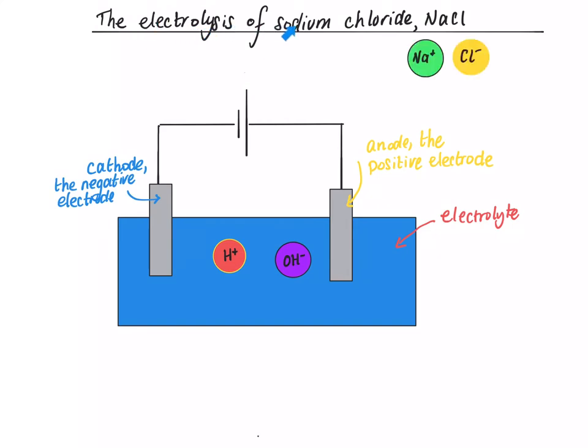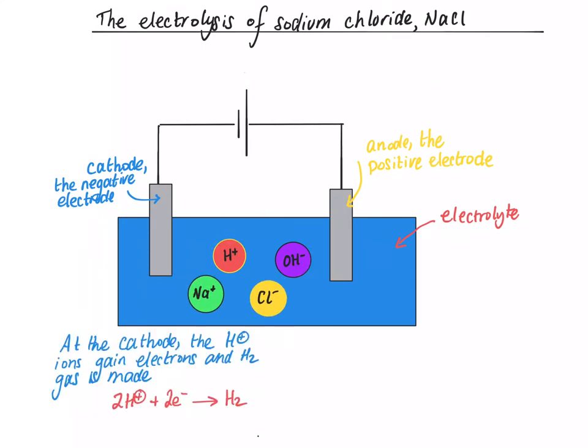In the electrolysis of sodium chloride, NaCl, we have Na+ ions and Cl- ions, and we also have H+ ions and OH- ions which come from the water. At the cathode, the H+ ions gain electrons and hydrogen gas is made. And the equation, as before, is 2H+ + 2e- goes to H2, and we see the hydrogen gas given off.